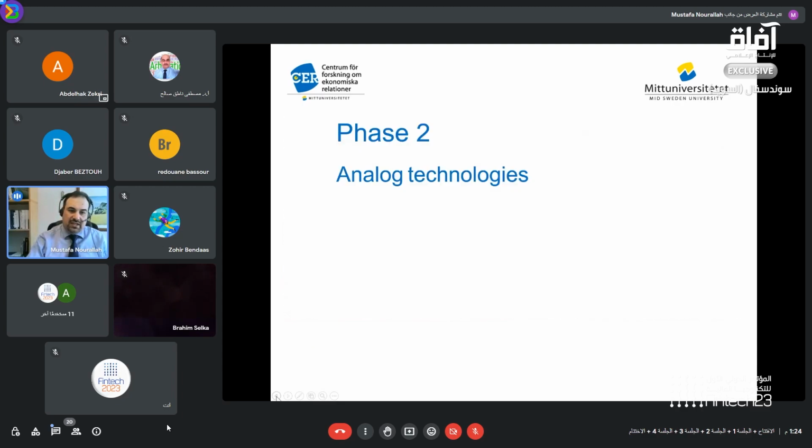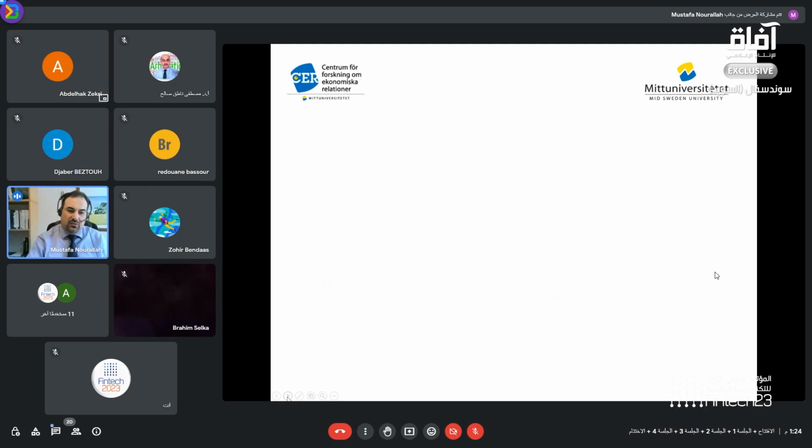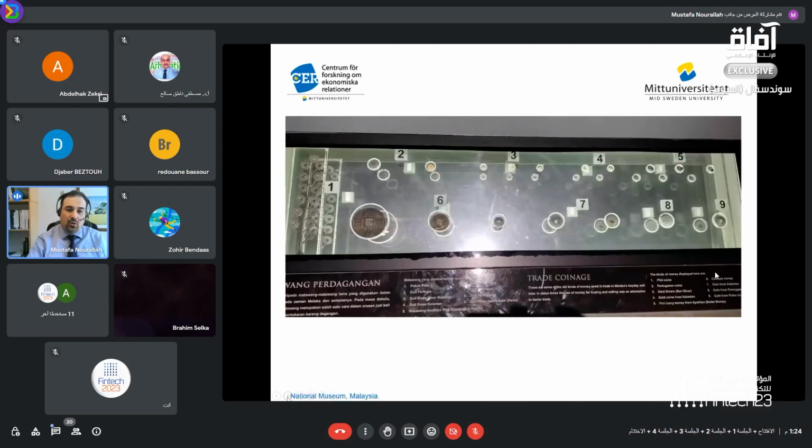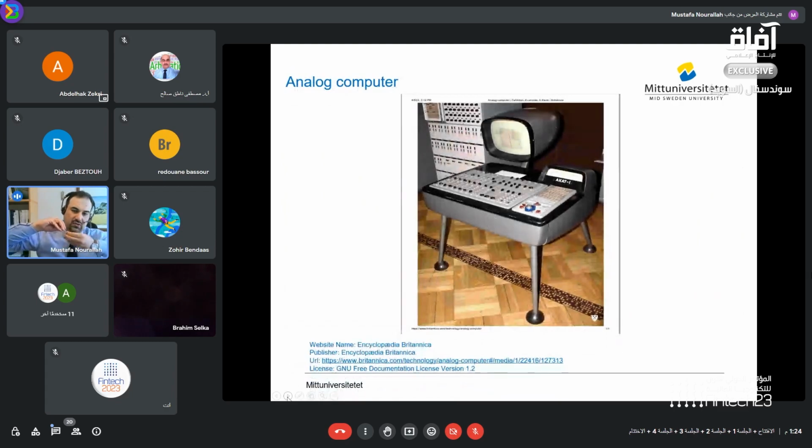Let me go now to the second phase that Alt et al. mentioned in their diagram. So here, this is the diagram again, and as you can see, we have four phases. The first one is using physical media like coins, hammered to make coins and do financial transactions. The second one, which might be considered as well the roots of financial technology, is the analog technology. And analog technology means the technology we use to extract information from its surrounding environment and send it far away.